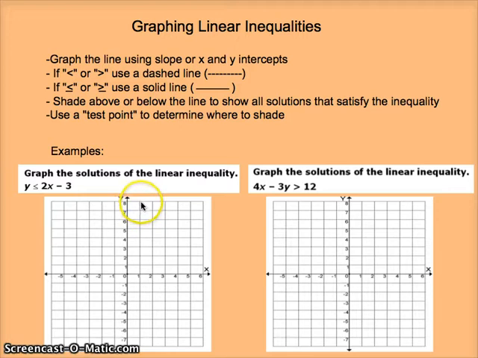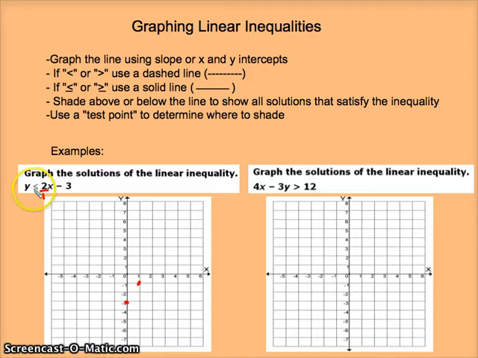To determine where to shade, we'll use what's called a test point, and we'll talk about that in our first example. So let's take a look at the first example. I've got y is less than or equal to 2x minus 3. I can see that this is in slope-intercept form. I've got a y-intercept of negative 3, so I'll put that point down there at negative 3. And I've got a slope of 2 over 1. So I'm going to move up 2 and then to the right 1.